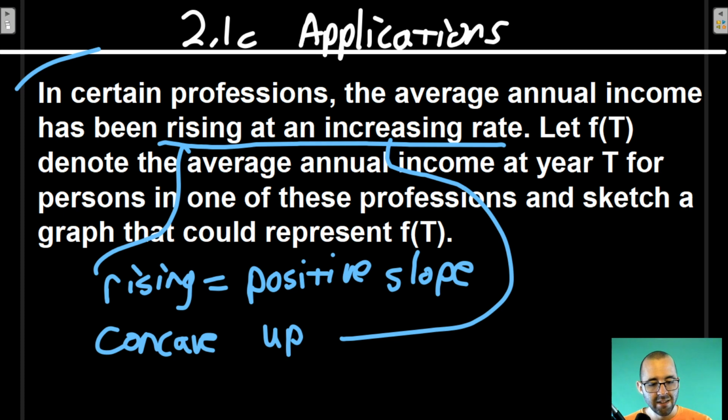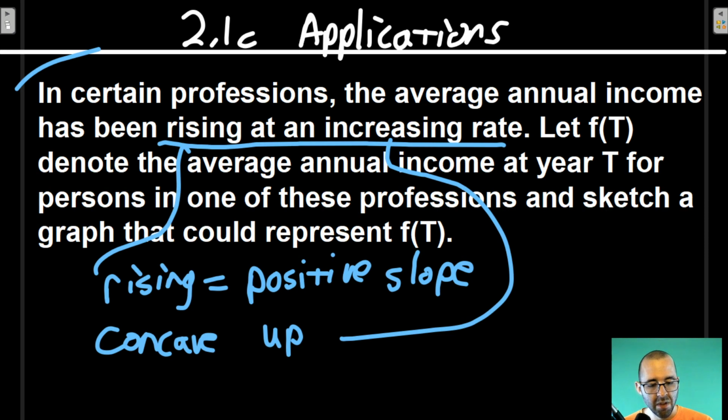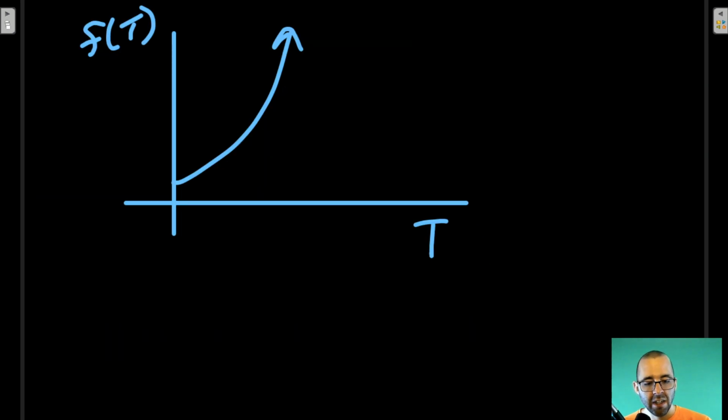It wants something that's rising. Yep, this is going up everywhere. At an increasing rate. Is this concave up? Yep, it's concave up. It looks like a parabola that's going up. Another way to see that it's concave up is look at these tangent lines. Hopefully you can tell green and blue apart really well. These tangent lines are getting steeper. The slope is increasing. That's another way of saying concave up.